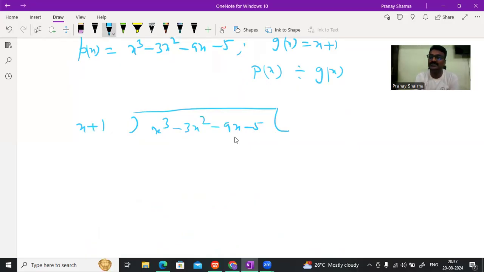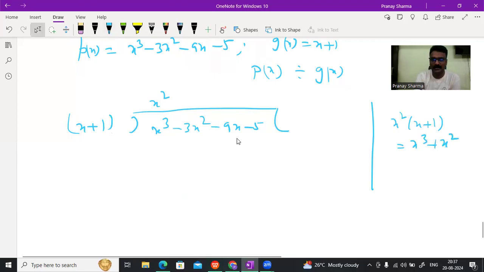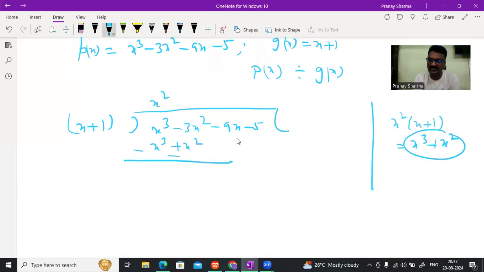Focus on the first term. First term is x cube. How do you get x cube? When you multiply this x plus 1 with x square. So if you multiply x square with x plus 1, what will you get? x cube plus x square. This is something that you should be writing as it is here. x cube plus x square. Then obviously in division we will be doing this change of sign. This will go away. Minus 3x minus x square will give you minus 4x square. This is something that you should be copying down.